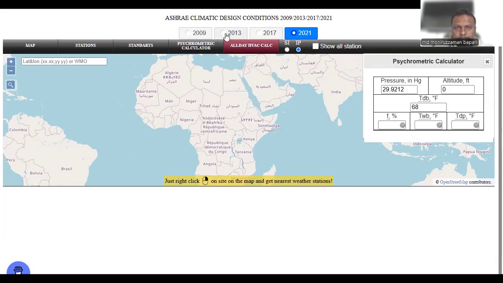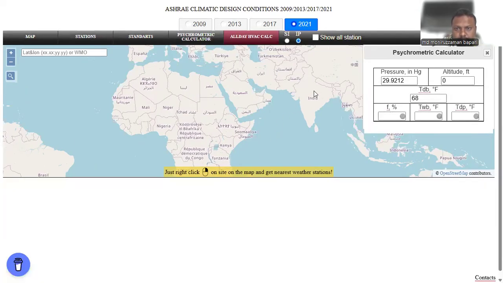You can get data of year 2009, 13, 17, and 21. Basically, it is going to provide you data for all the international airports. If your location has an international airport, you're going to get exactly the data of your location. If you do not have, then you have to use data from nearby places. So for instance, you can choose between SI and IP unit. For now, I'm going to switch into IP unit. If you want, you can use SI unit.